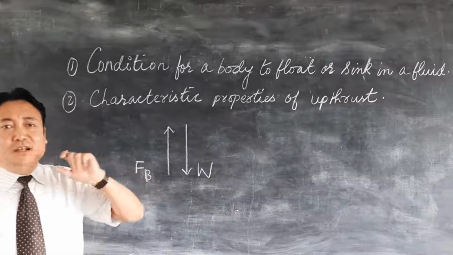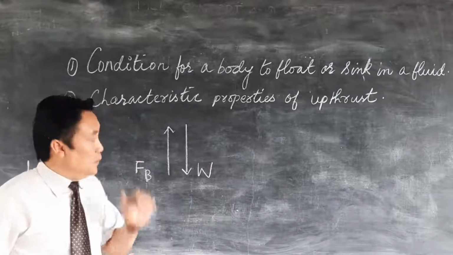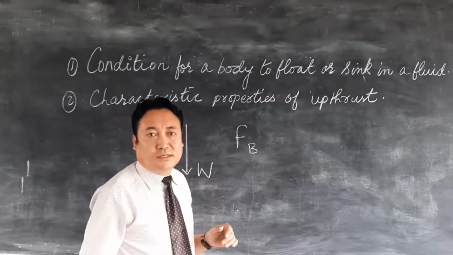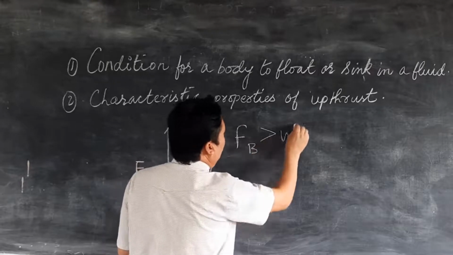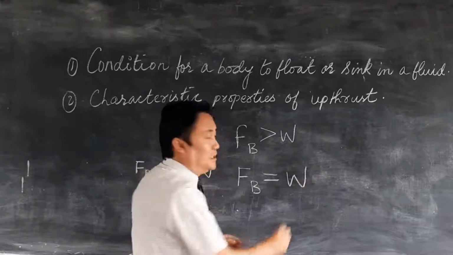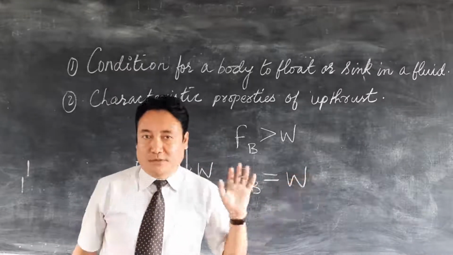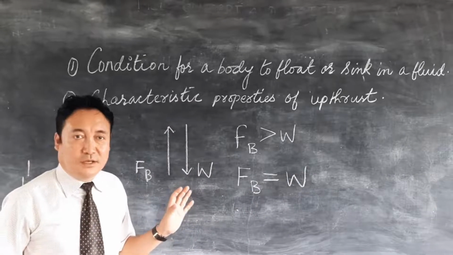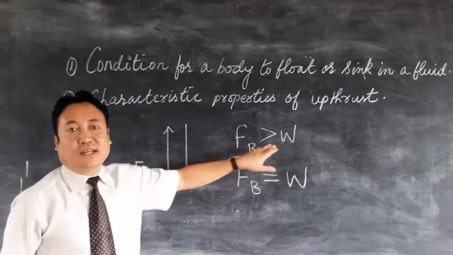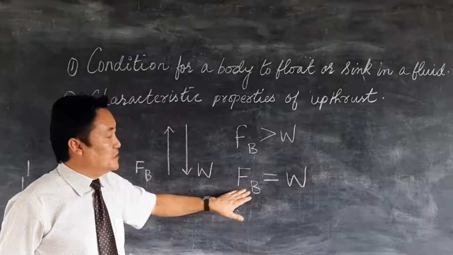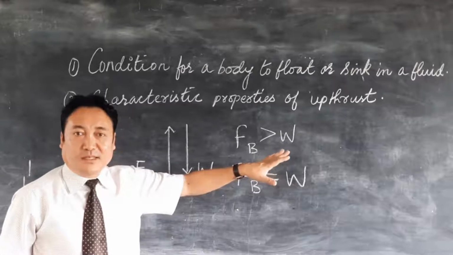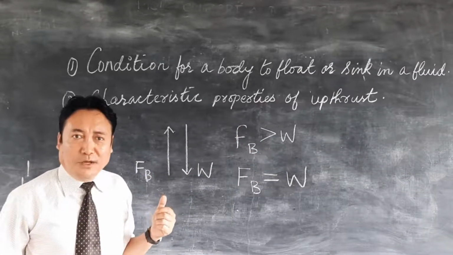Now there are three conditions. The first one is when the upward force is greater than the weight of the body, or when the upward force is equal to the weight of the body, then the body will float. That means FB is greater than W, which means the upward force is greater than the weight of the body. Here the upward force is equal to the weight of the body. So when the upward force is greater than the weight of the body, the body will float.